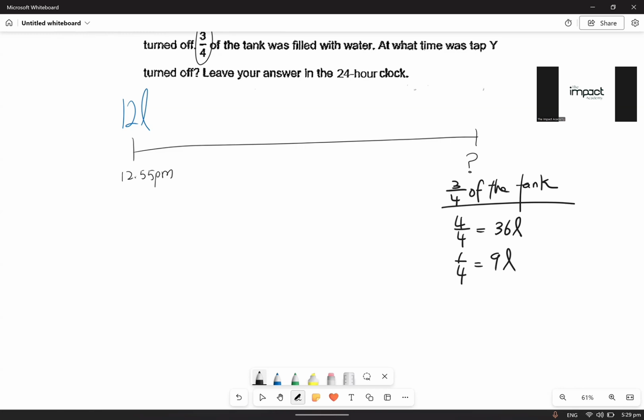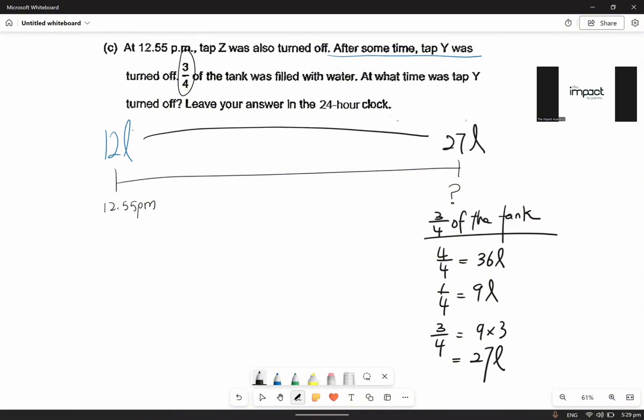Agree so far? Yeah, so we want to find 3/4. Correct now. So 3/4 is 9 times 3. That gives you what? 27 liters. Okay, wow. So what do you think? You see, from 12, I go until 27. That means I need to add how much? 15 liters, right? Yeah, so every 1 minute, how much can Y add? 1.5 liters. Okay, so how many minutes will Y need in order to add 15 liters?